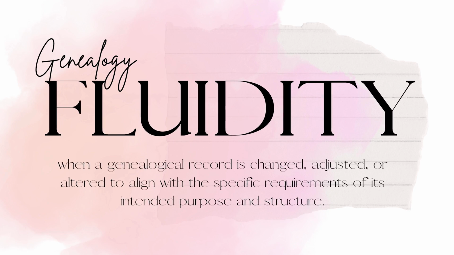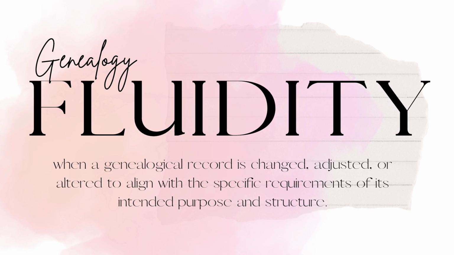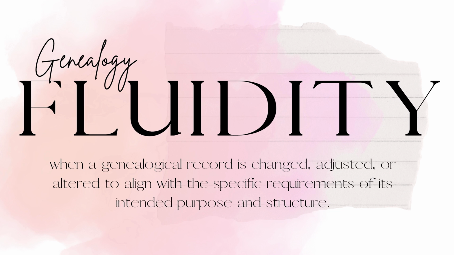Genealogical fluidity is when a genealogical record is changed, adjusted, or altered to align with the specific requirements of its intended purpose and structure. Meaning sometimes a particular genealogy can be longer or shorter, meaning sometimes a person or a family is added or subtracted. Sometimes names or peoples from outside the biological family are inserted into a genealogy. Let me demonstrate this really quick.